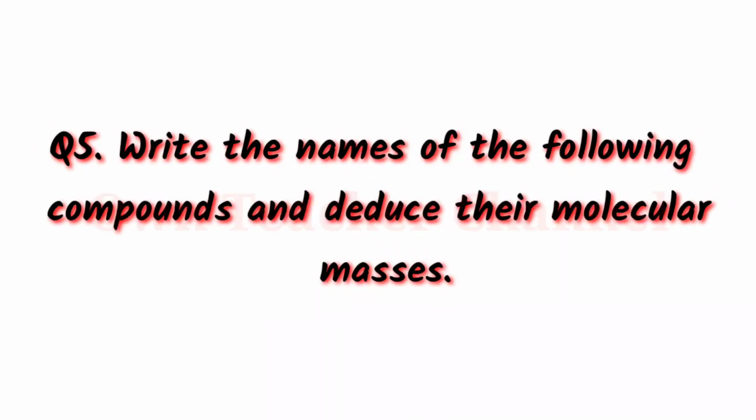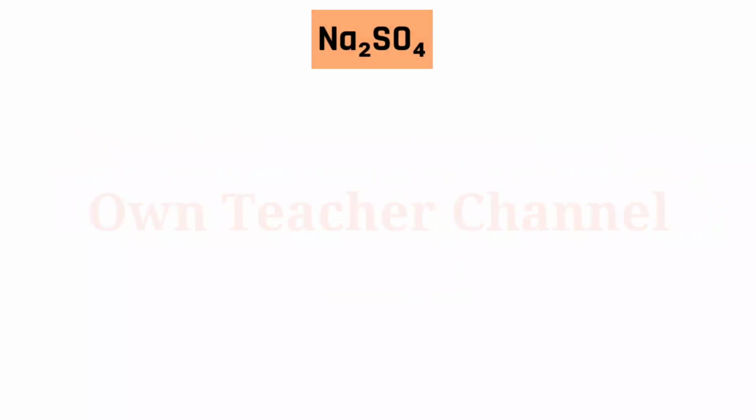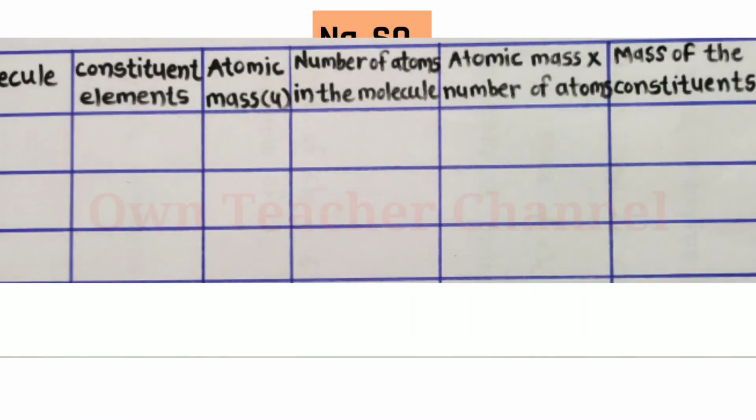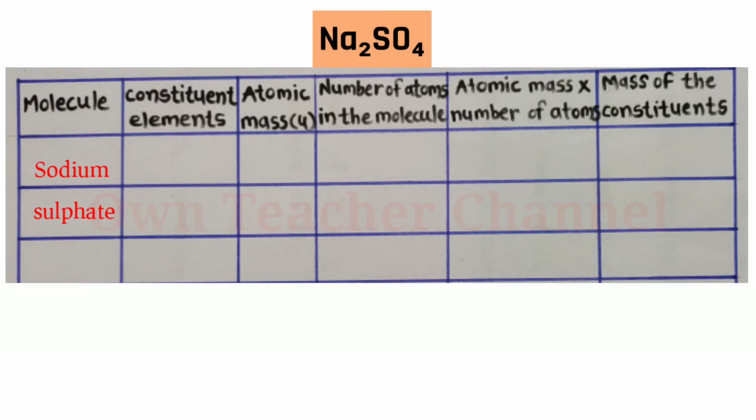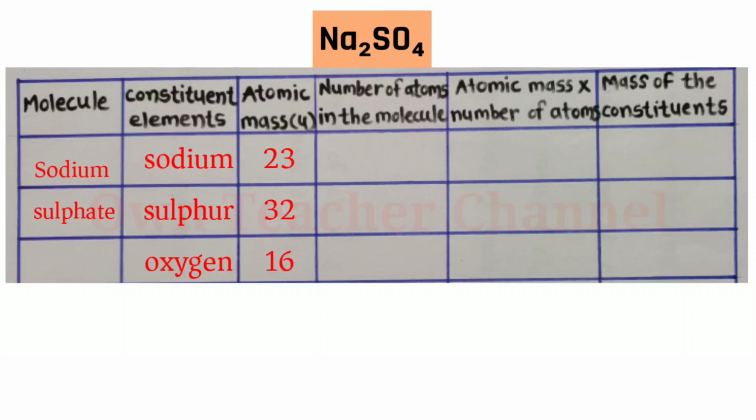Question 5. Write the names of the following compounds and deduce their molecular masses. Sodium sulfate. Molecule: sodium sulfate. Constituent elements: sodium, sulfur, oxygen. Atomic mass: sodium 23, sulfur 32, oxygen 16. Number of atoms in the molecule: sodium 2, sulfur 1, oxygen 4.